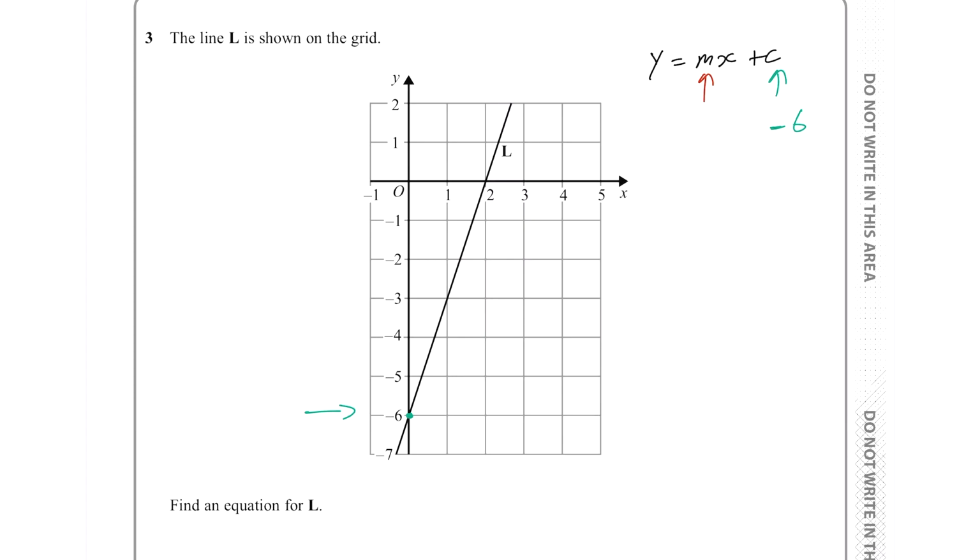Now m is the gradient of the line. You want to pick a nice point along the line. By nice point, I mean something where the coordinates are easy to read. Like this point looks like the coordinates are easy to read on. And now you're going to go across 1. And you're going to go up until you meet the line again. So that's up by 3. So we've gone across by 1, up by 3. So that means the gradient of this line is 3. So this will become 3x. So your final answer is going to be y is equal to 3x minus 6.